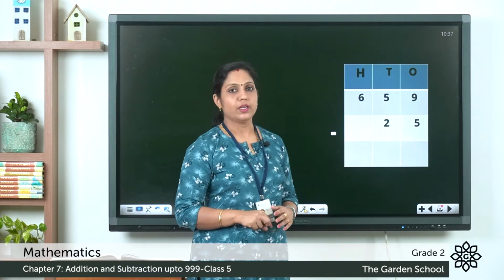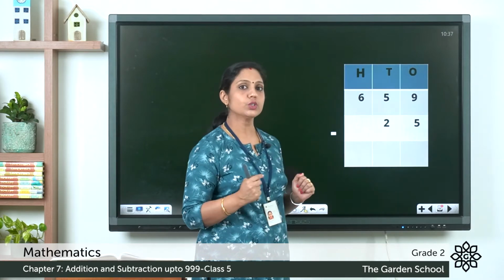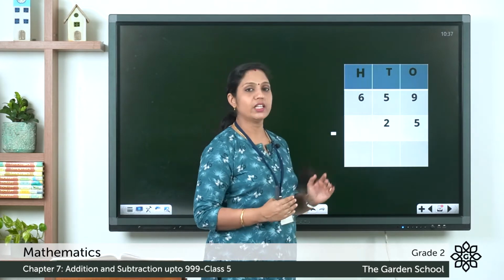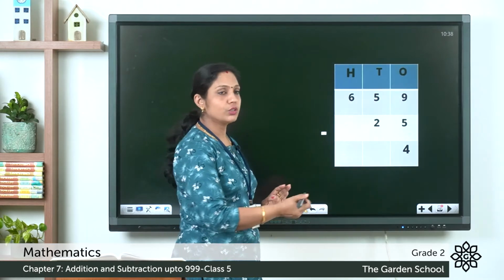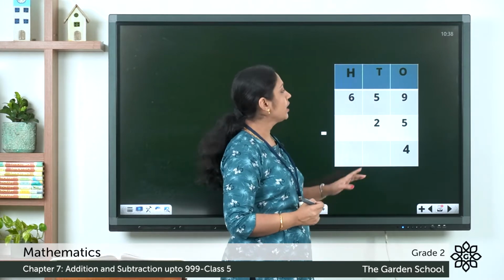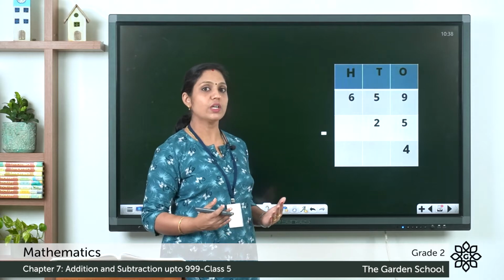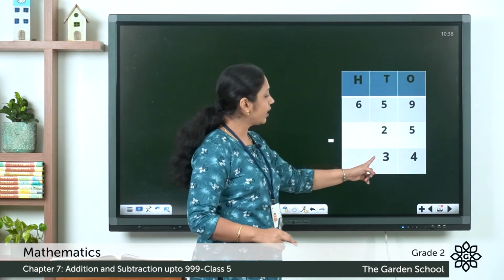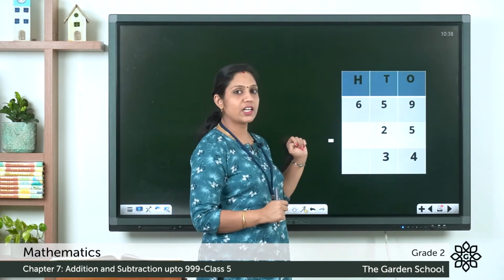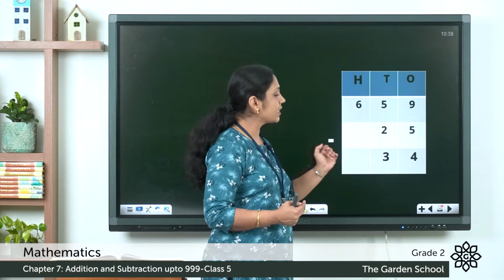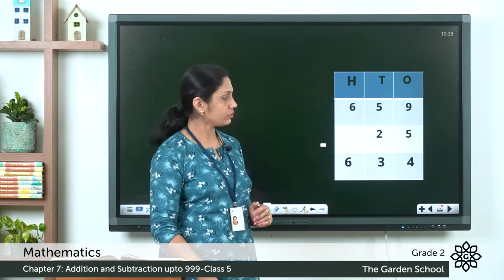Let's have a look at this number. 659 minus 25. So we have 9 and 5 here in the ones position. 9 minus 5 is equal to 4. So 4 we'll write here in the ones place. Now in the tens place we have 5 minus 2. So how much is 5 minus 2? It is 3. So we'll write 3 here in the tens place. Now we'll move on to the hundreds place. We have 6 here in the hundreds place. No other number. So we'll write 6 along with the answer and we get the answer 634.